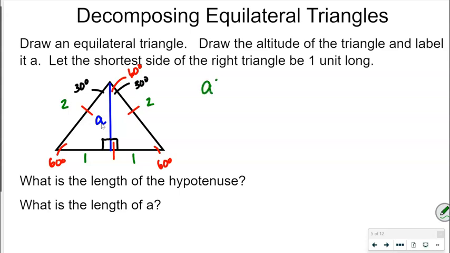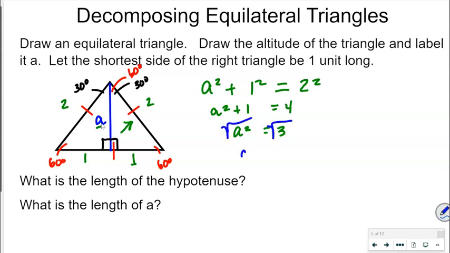So A squared plus 1 squared, these are the sides of our triangle, is equal to our hypotenuse squared, equals 2 squared. So that's going to be A squared plus 1 equals 4. We subtract 1 from both sides, so A squared is equal to 3. Then we take the square root of both sides, so A is equal to the square root of 3. Down here it says what is the length of the hypotenuse? Well, here's our hypotenuse, so that's going to be 2, and A we just found was the square root of 3.